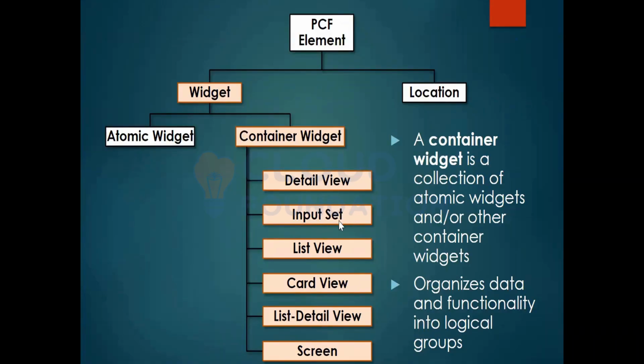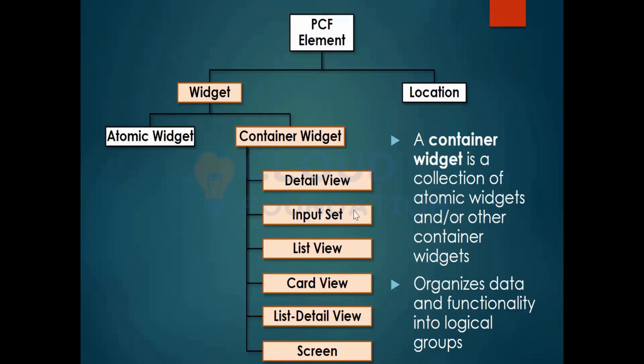And we have input set, right? This is also a type of container. What is the difference between input set and other types of detail view? Input set is also a container which will contain some information from one object. Suppose there is an object of A, B contact. If you want to display the columns of that object, we will be using detail view. But if we don't want to show all the fields, we just want to show only one or two fields, and we want to create a smaller container, then in that case we will use input set.